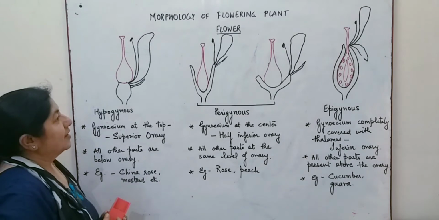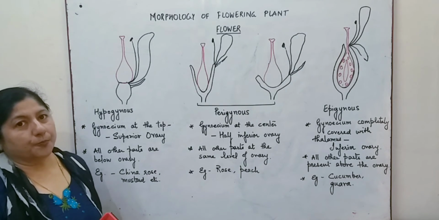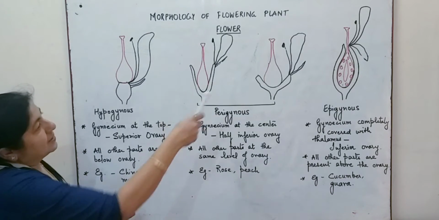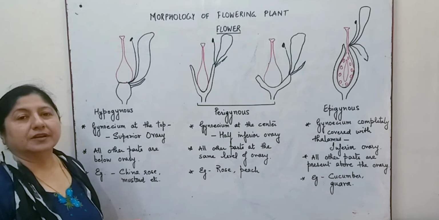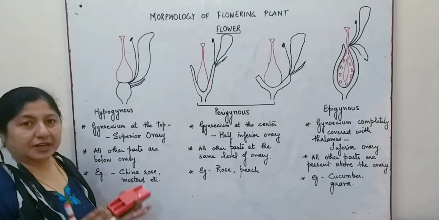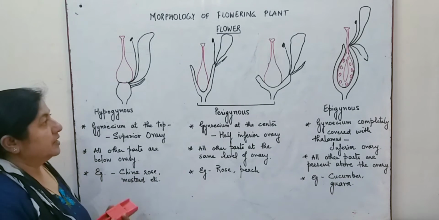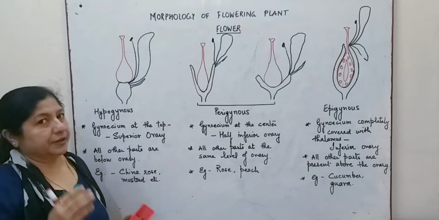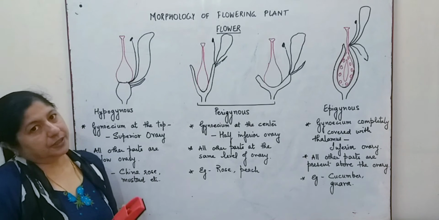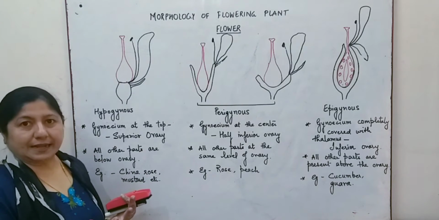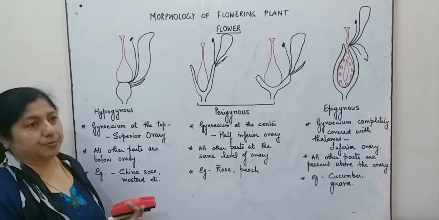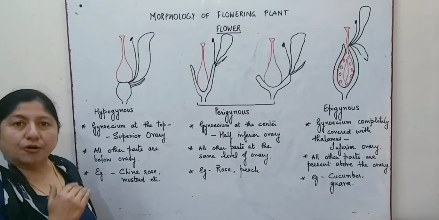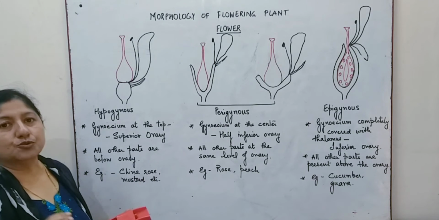This is in continuation with the topic flower. Now in this you are seeing some diagrams and figures over here. Here we are classifying the flower depending upon the position of the ovary or the gynoecium with respect to the other parts of the flower, that is the calyx, the corolla and the androecium. So where are these placed and what is the position of the ovary in relation to all this?